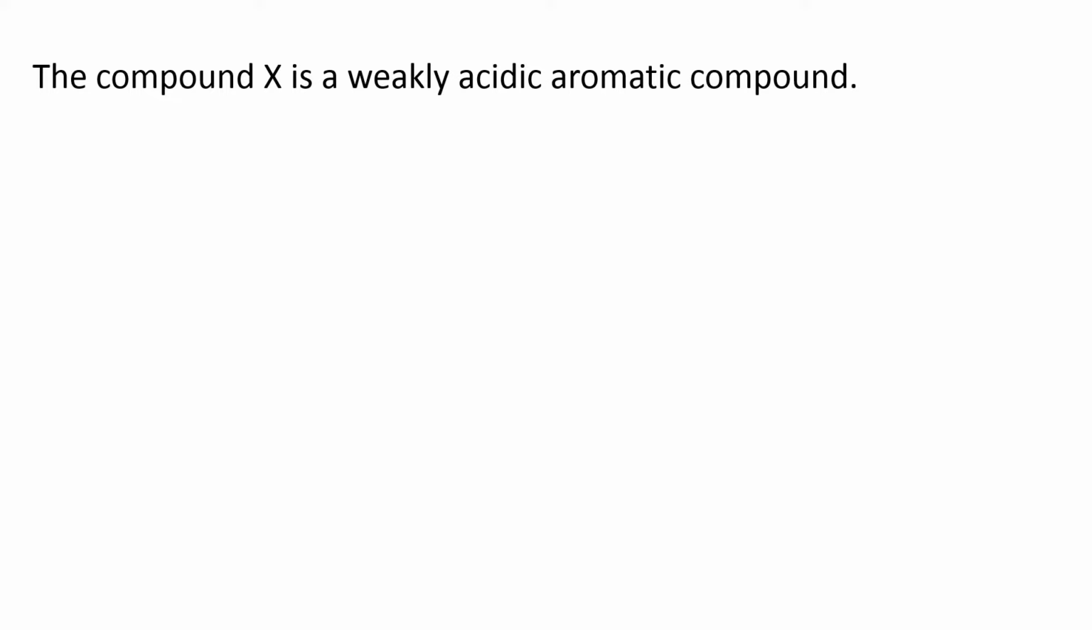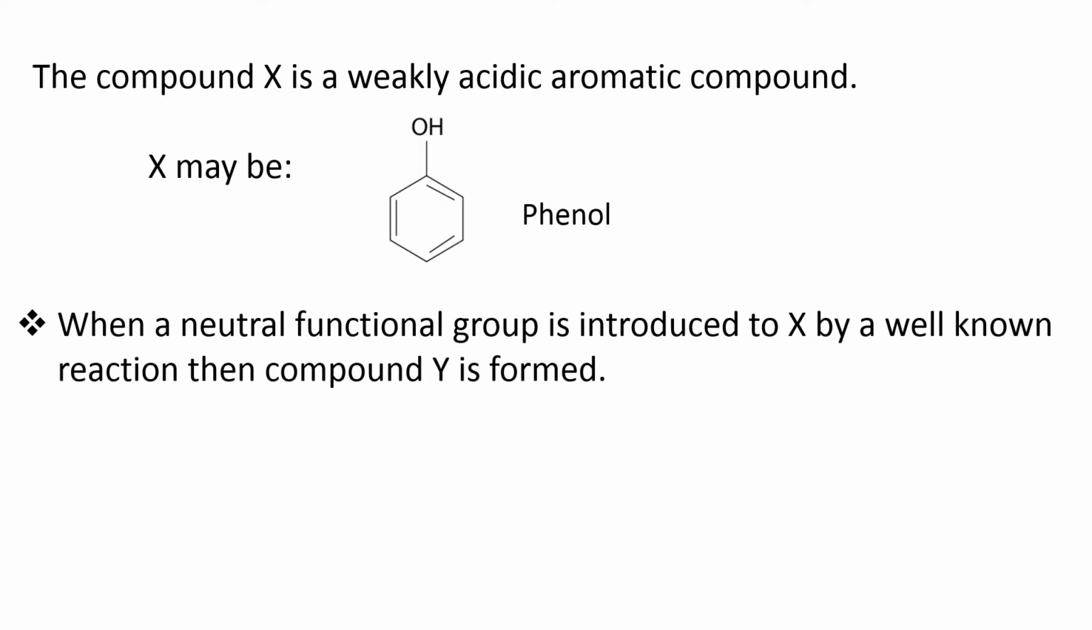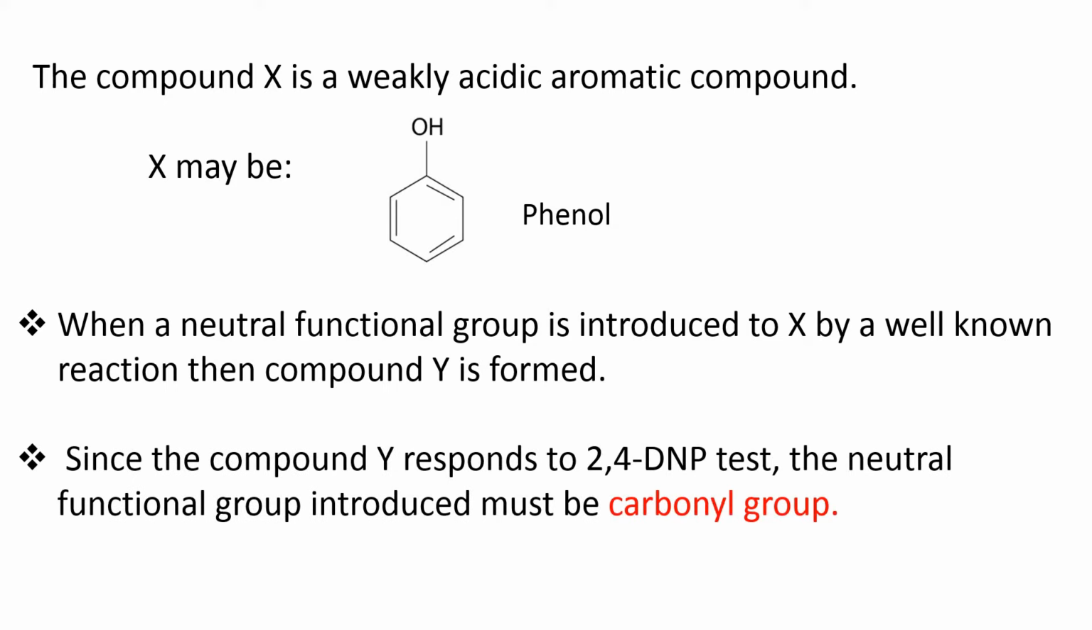First clue is given, the compound X is a weakly acidic aromatic compound. Therefore, X may be phenol. Now, second clue, when a neutral functional group is introduced to X, that means to this phenol, by a well-known reaction, then compound Y is formed, and since the compound Y responds to 2,4-DNP test, it is given in the riddle, therefore the neutral functional group must be carbonyl group.